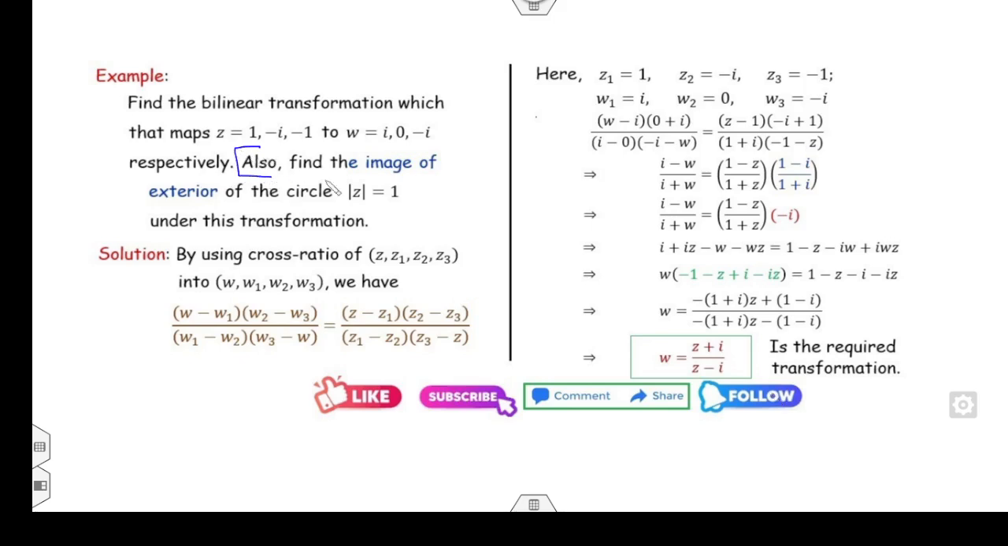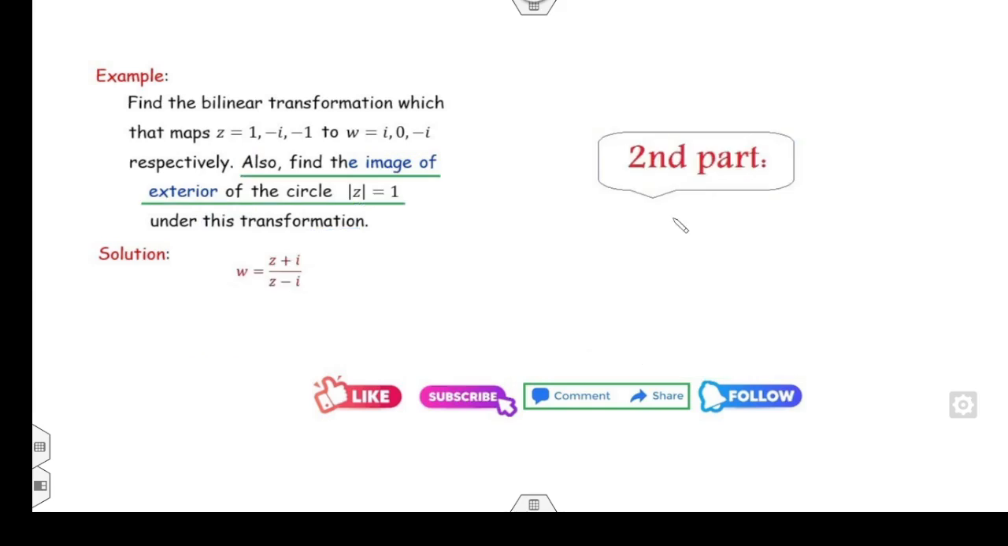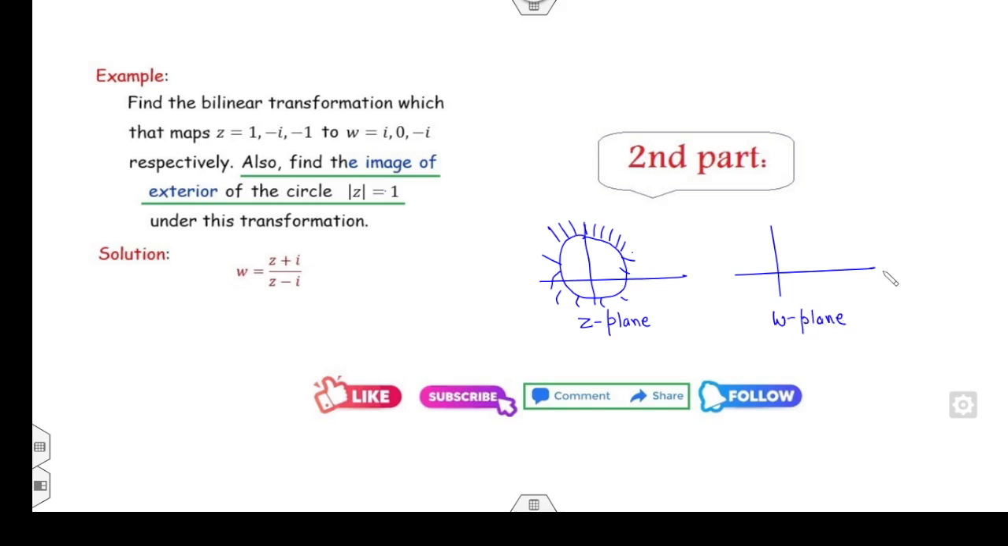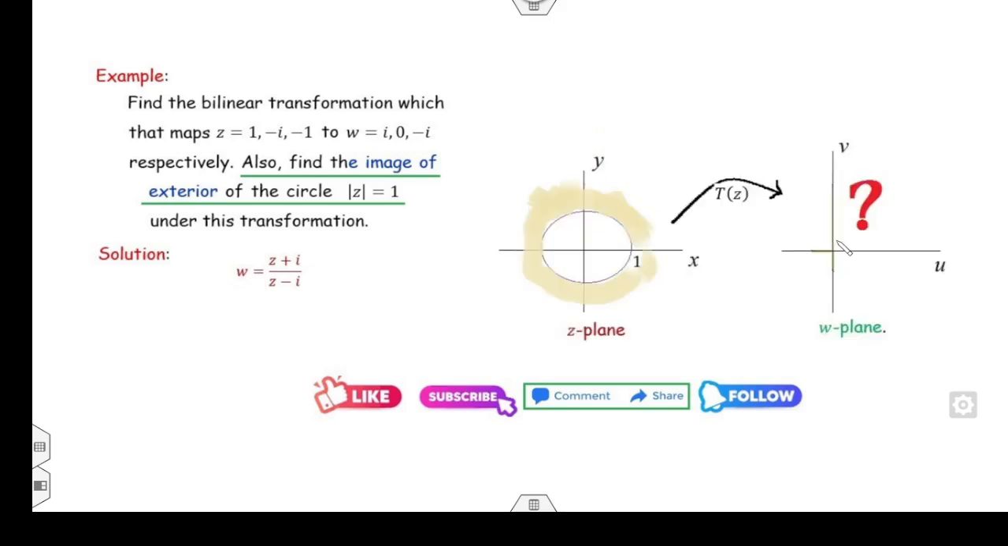The second part: your target is to find the image of the exterior of the circle under this transformation. The transformation is given to you as z plus iota over z minus iota. What is the meaning of that? This is the equation of the circle. Fine. Exterior of the circle. This is my exterior of the circle. This is my z plane, and your target is to find the image in the w plane. This is my u, this is v, this is x, y. So what is the image in the w plane when you map the exterior of the circle?